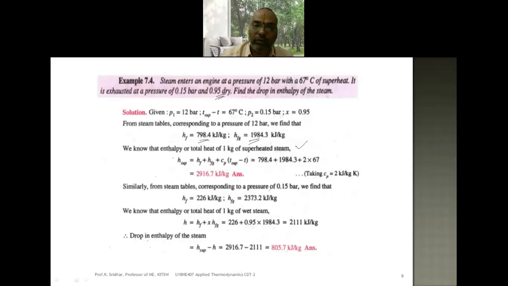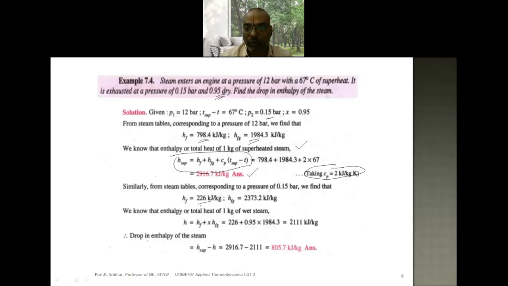And just go through the important formula of the superheated steam enthalpy, that is h superheated is equivalent to hg plus Cp into (T superheated minus T saturated). Since the Cp value is not given, we are taking the Cp value as 2 kilojoules per kg Kelvin. So just substitute all the values, and we find the enthalpy of the superheated steam is equivalent to 2916.7 kilojoules per kg.